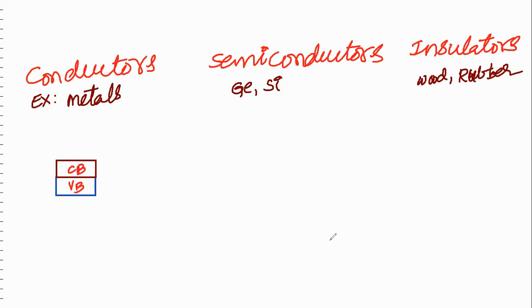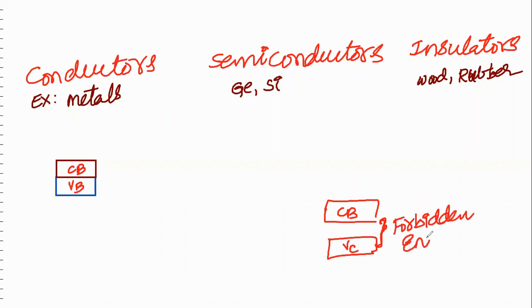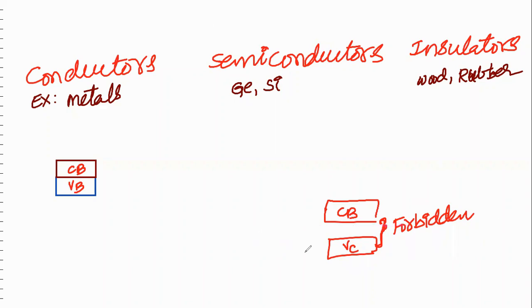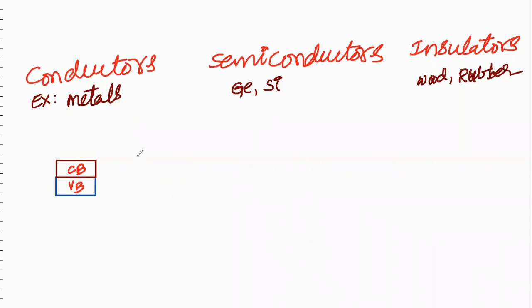In between the valence band and the conduction band, some energy gap will be there. This energy gap is called the forbidden energy gap. The middle line between the valence band and conduction band is called the Fermi energy level. In between the conduction band and valence band, the gap is called the forbidden energy gap.